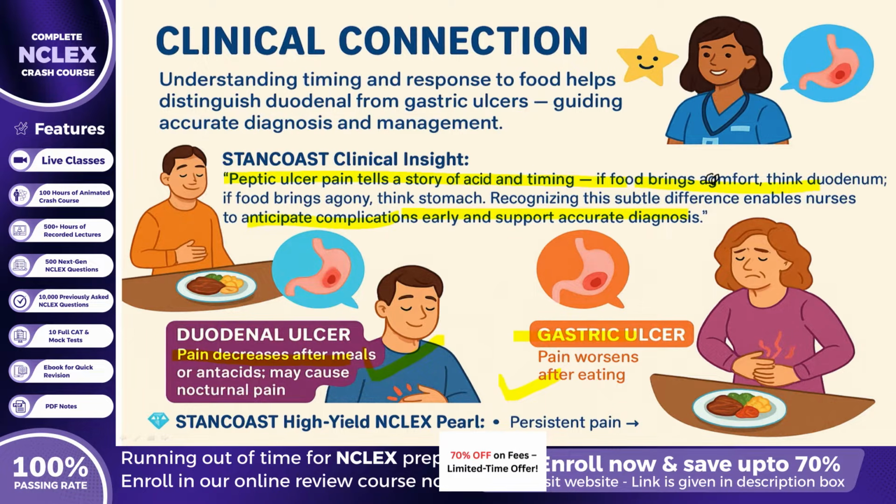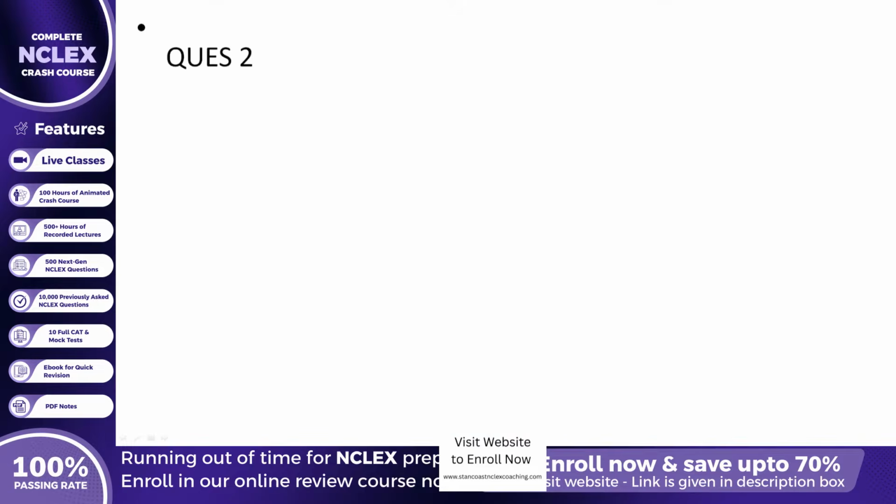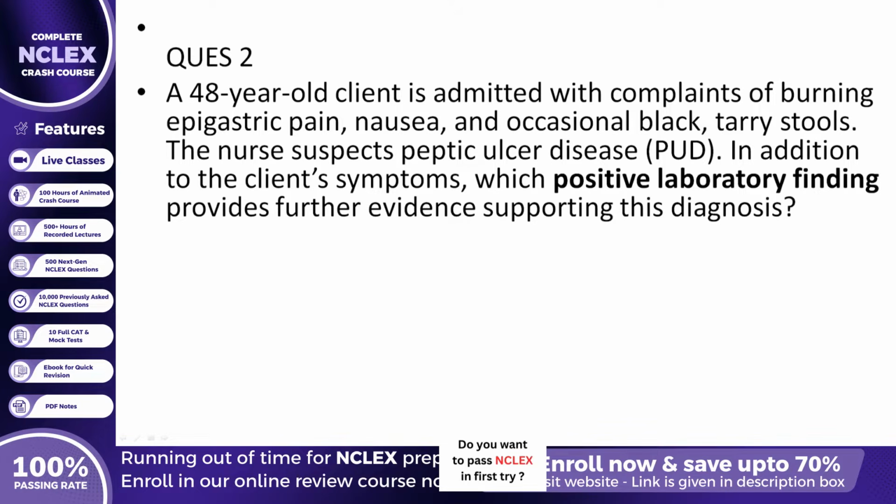Let us now transition into this next advanced level NCLEX-style question that sharpens both your diagnostic reasoning and clinical correlation skills. A 48-year-old client is admitted with complaints of burning epigastric pain, nausea, and occasional black, tarry stools. The nurse suspects peptic ulcer disease. In addition to the client's symptoms, which positive laboratory finding provides further evidence supporting this diagnosis?